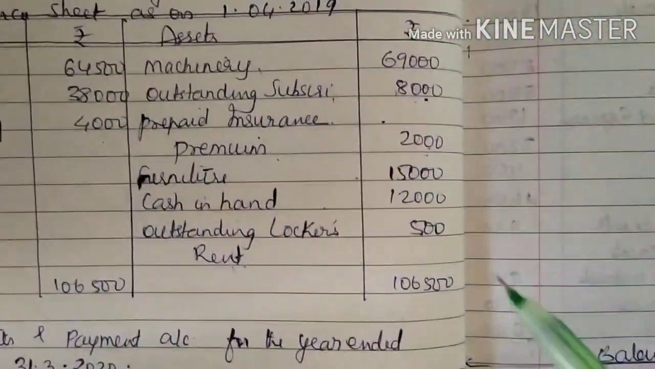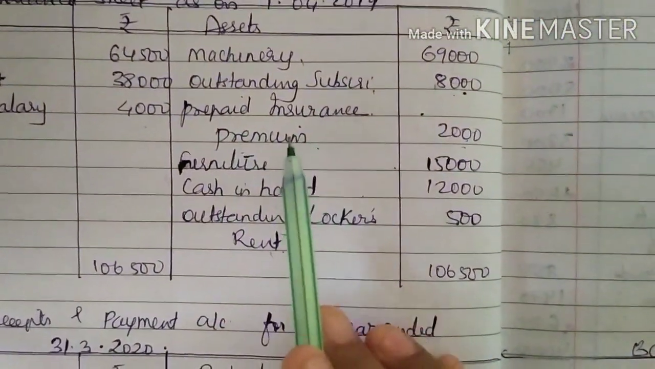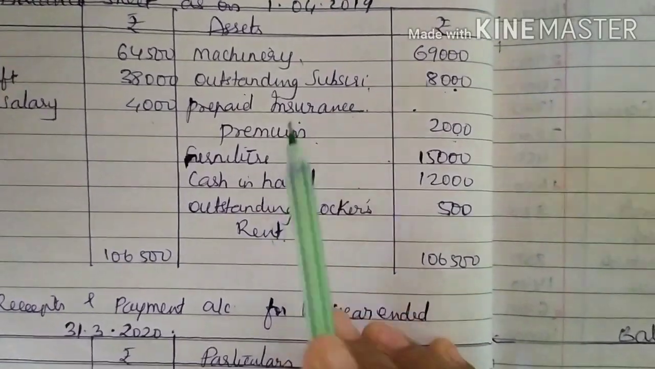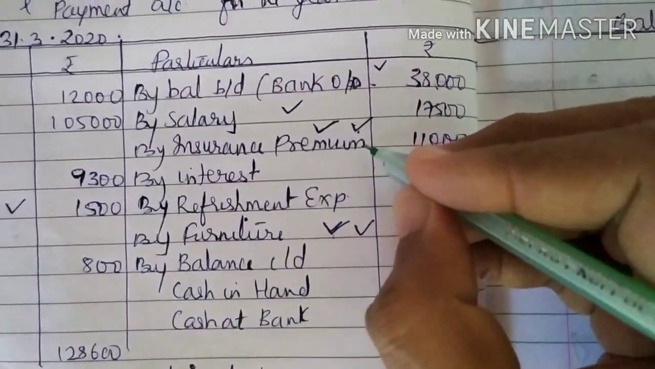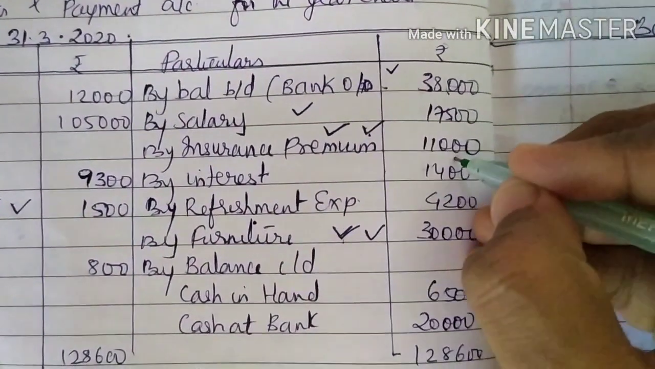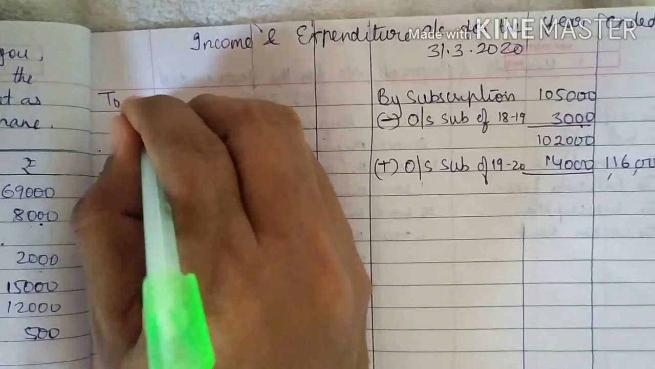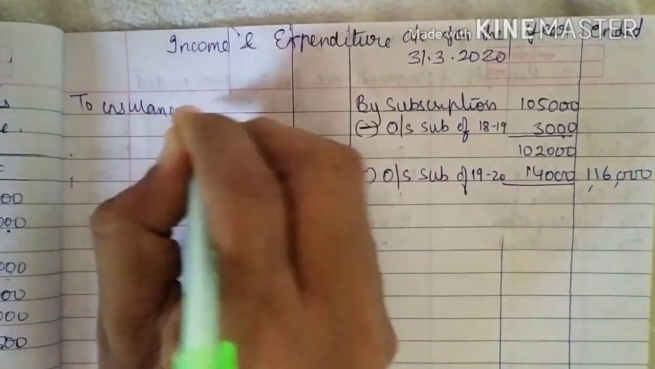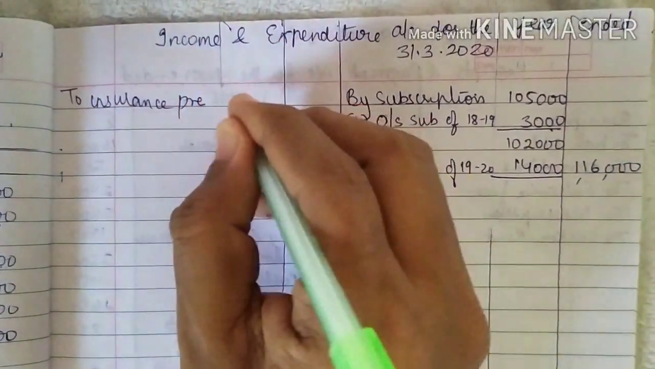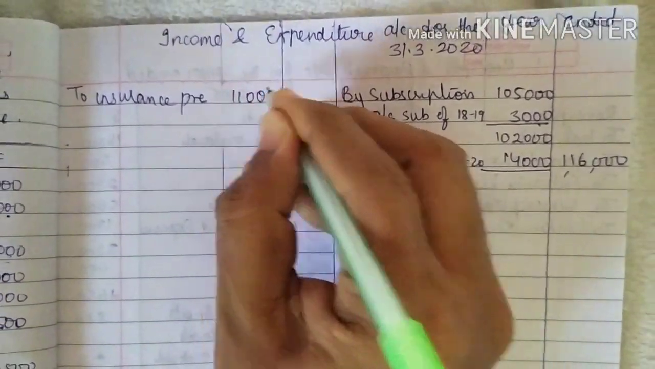Then we proceed to the next element, that is prepaid insurance premium. So we will write first insurance premium. Insurance premium over here is 11,000. So right here it is a payment side. So we write here to insurance premium, which is 11,000.